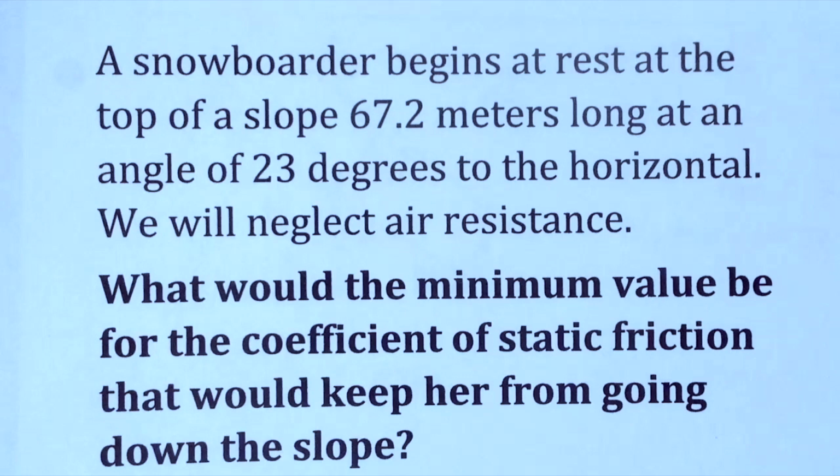A snowboarder begins at rest at the top of a slope, 67.2 meters long, at an angle of 23 degrees to the horizontal, and we will neglect air resistance. Except now, we're going to include static friction, and we ask the question, what would the minimum value be for the coefficient of static friction that would keep her from going down the slope?